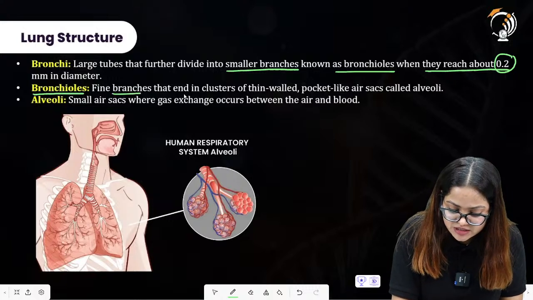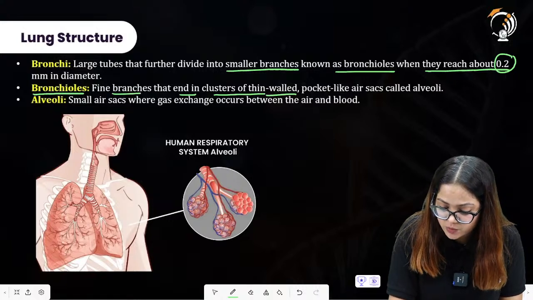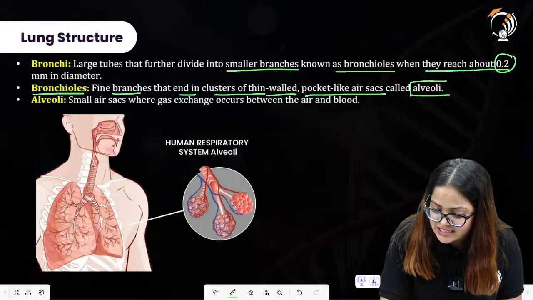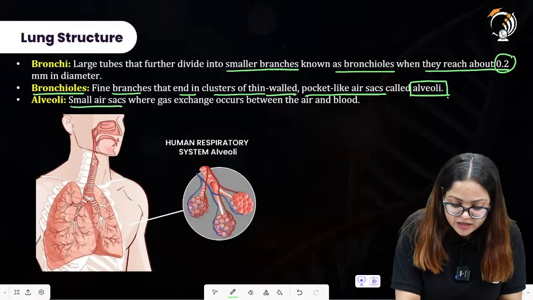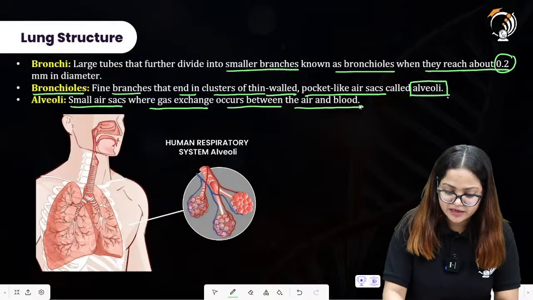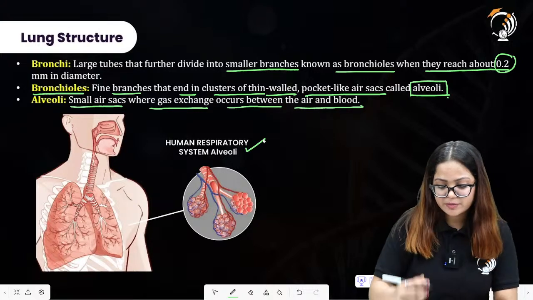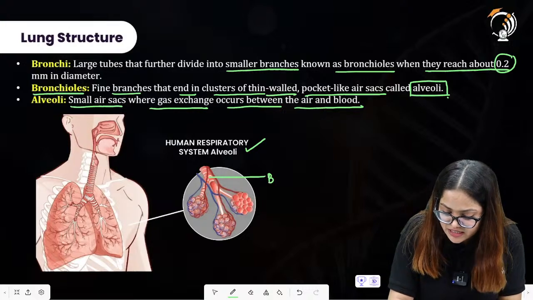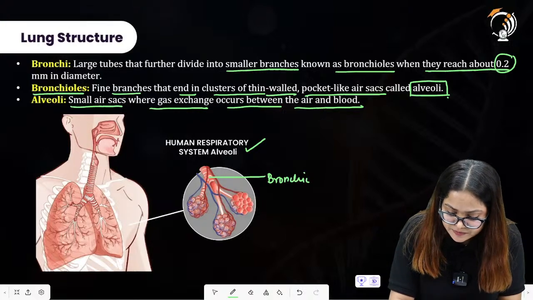The fine branches that end in clusters of thin walled pocket like air sacs, and what do we call them? We call them alveoli. Alveoli are small air sacs where gas exchange occurs between the air and the blood. So this is the human respiratory system representing the alveoli here. You can simply mark that these structures here are representing the bronchioles.